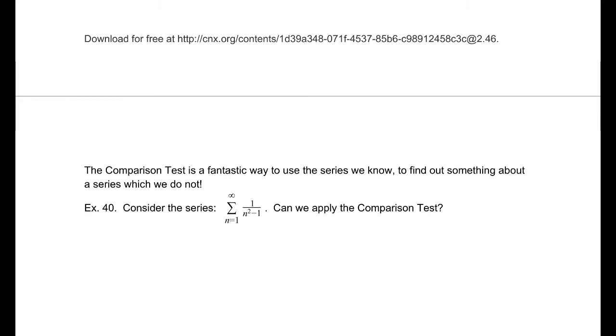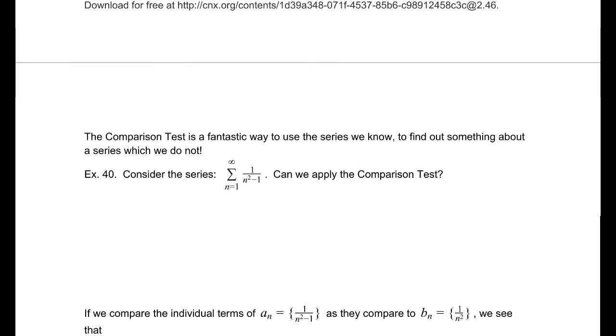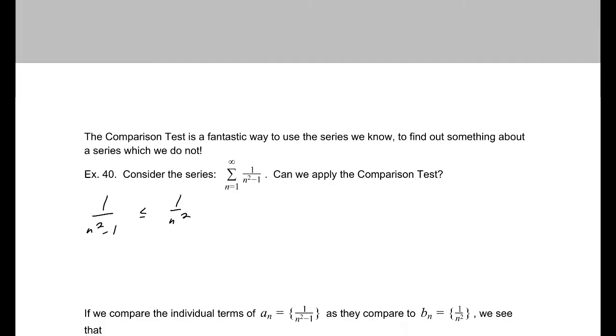So the comparison test is great if we have a series we know and we want to find something out about the series we do not know, whether it diverges or converges. Let's consider this one right here. Example 40, the sum from 1 to infinity of 1 over n squared minus 1. I would love to say that 1 over n squared minus 1 is less than or equal to 1 over n squared. That would be great because this converges.